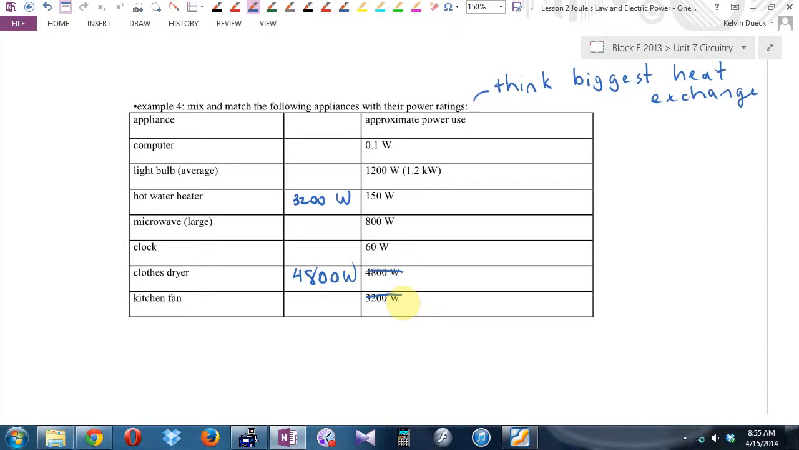So what's the next biggest? 1,200? All right. You know what? I know the wattage of a light bulb. What's an average light bulb? I've put light bulbs in, and so I've read it on the end. You know what? A light bulb is 60 watts. I can do that.